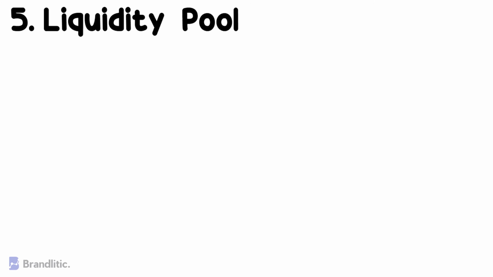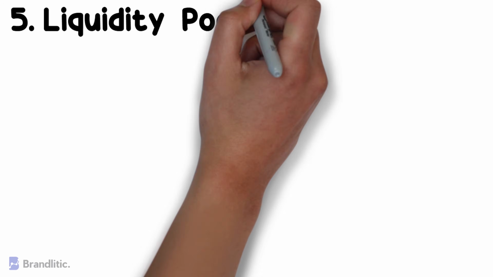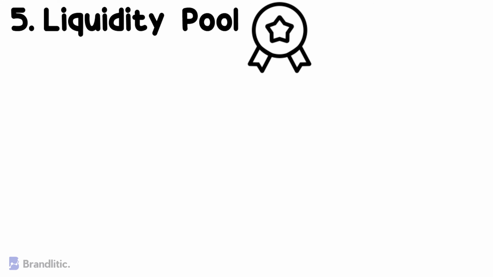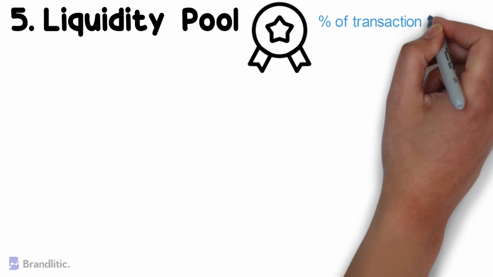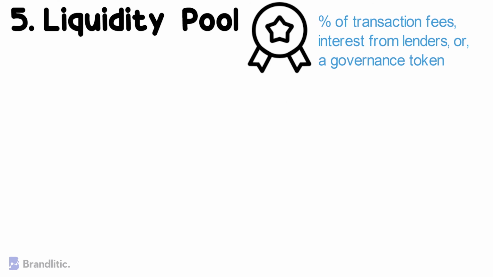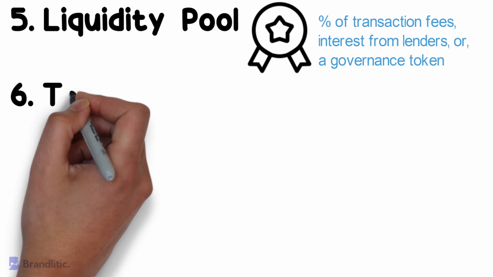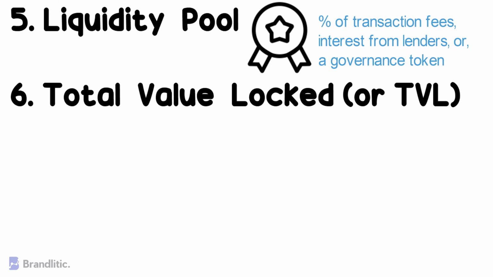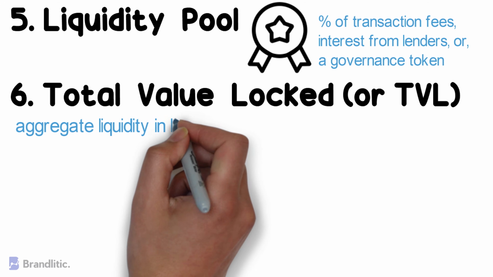Number 5. Liquidity pools. It is basically a smart contract that contains funds. In return for providing liquidity to the pool, liquidity providers get a reward. These incentives can be percentages of transaction fees generated by the underlying DeFi platform, interest from lenders, or a governance token. Number 6. TVL. In some sense, TVL is the aggregate liquidity in liquidity pools.